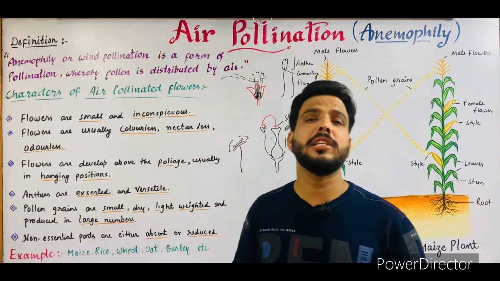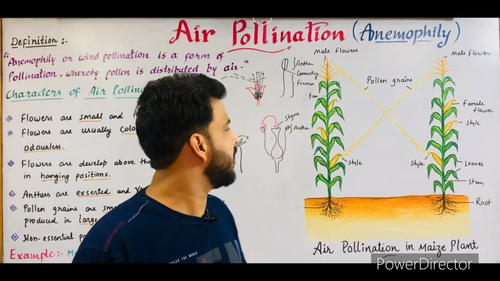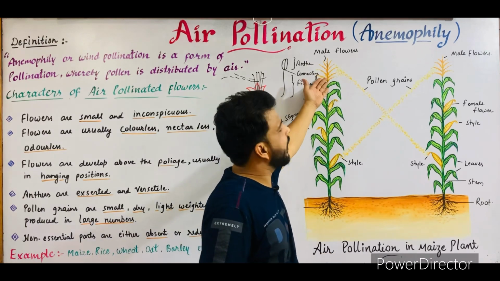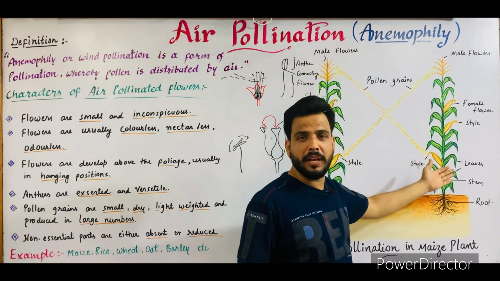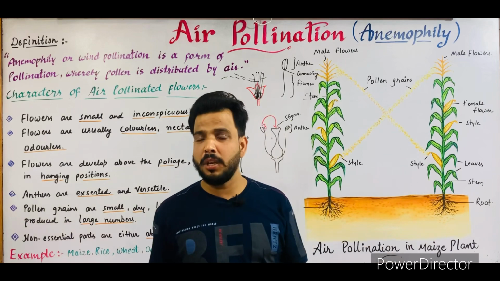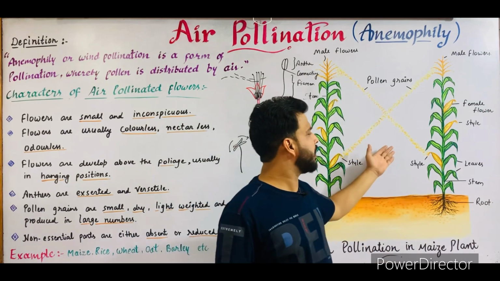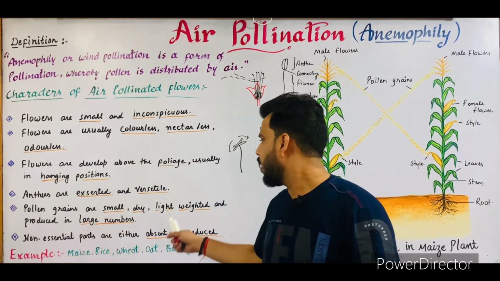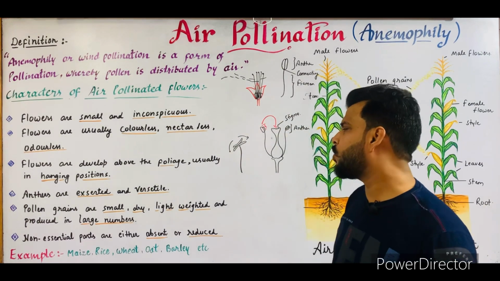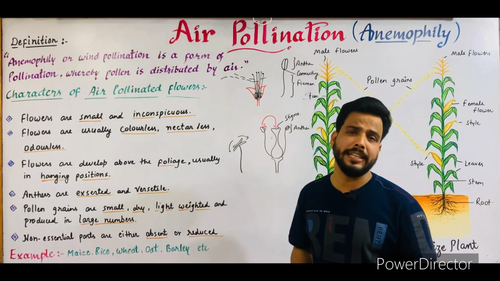And they are produced in large number because most of the pollen grains are destroyed; not all the pollen grains can reach the stigma of the female flower, so they are produced in large number. Numerous pollen grains are destroyed in between. Next point is non-essential parts are either absent or reduced.